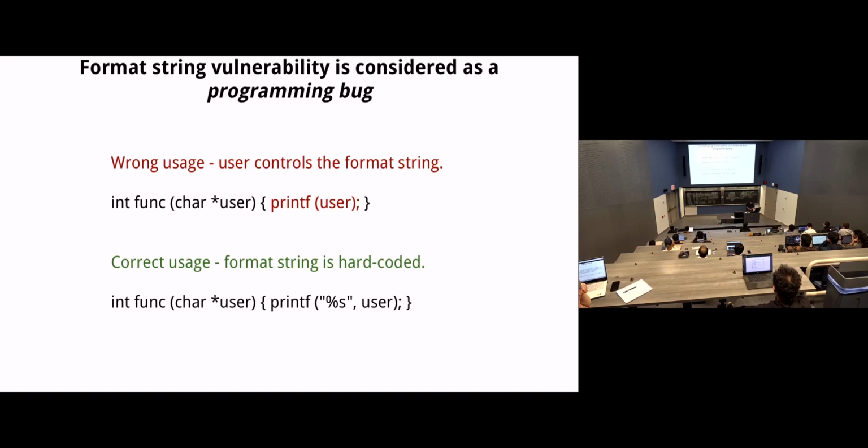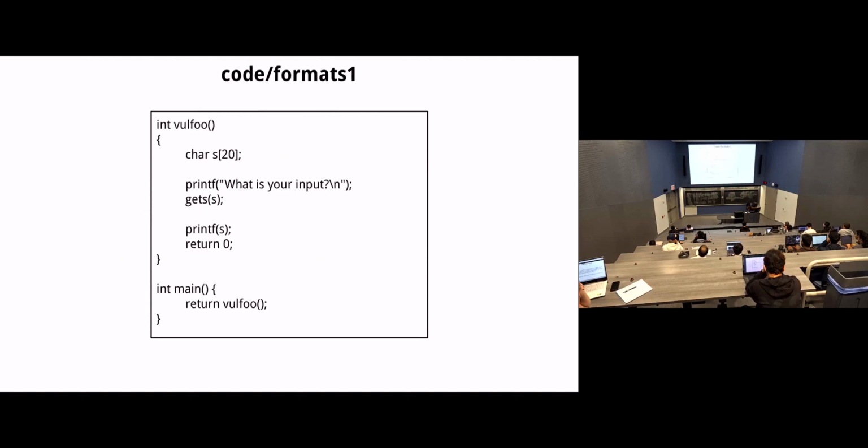So here are two examples. If this is a user input string and you just do printf(user), what will happen? That user input string will be treated as a format string. And this is wrong. But a lot of code we had before just uses printf like this. So this is a vulnerability. If we do it the other way, it will not be a vulnerability. So let's take our first example here.